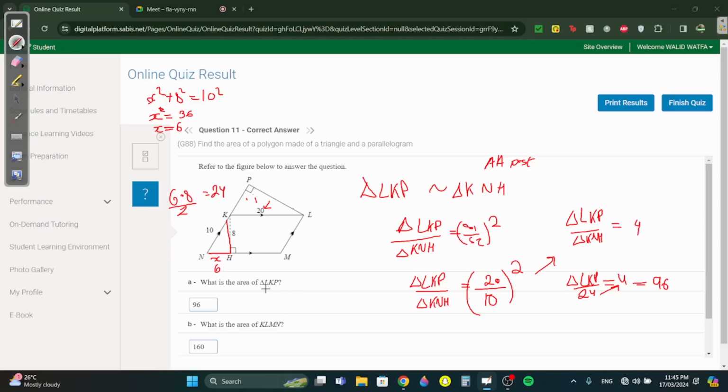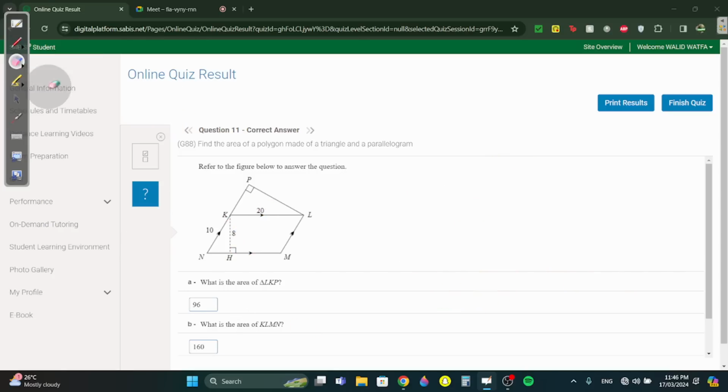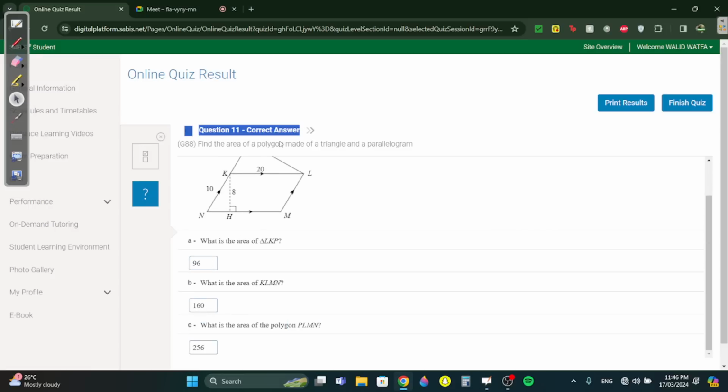For part B, what's the area of KLMN? It's a parallelogram, and we said it's base times height. The base is 20, same up and down. 20 times the height, which is 8. So 20 times 8, 160. And then I think for part C, they ask for the total area, PLMN. Yes, you just add them up. 96 and 160, you get 256.